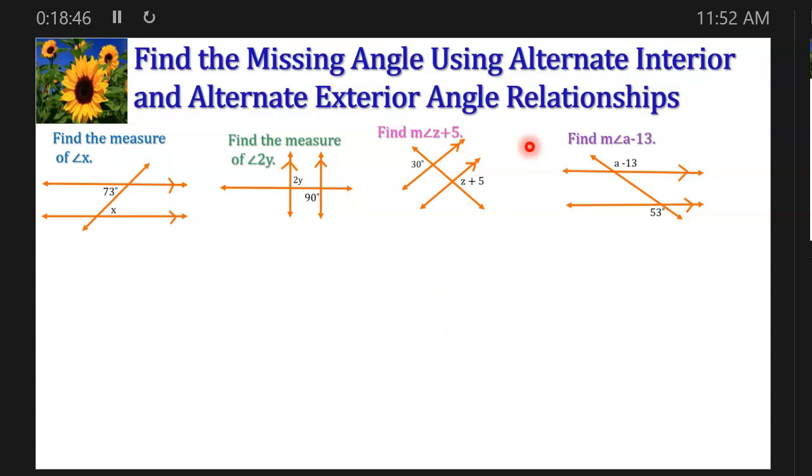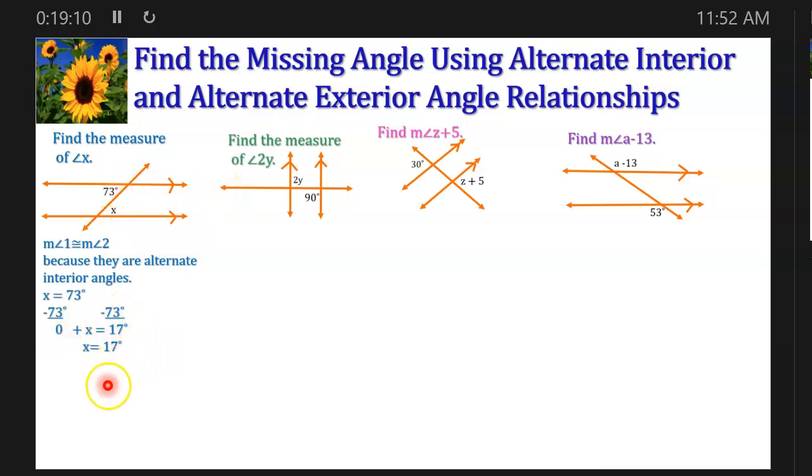Okay, so here's some example problems using these angle relationships. So here's a problem where it just says find the measure of angle X. Well, since I know that 73 here and X here are alternate interior angles, I know that they're congruent. So I could just set up the measure of angle 1, which is my 73, and the measure of angle 2, which is my X, is going to be equal to one another. Okay, so X is equal to 73.